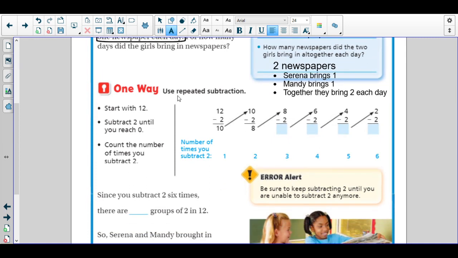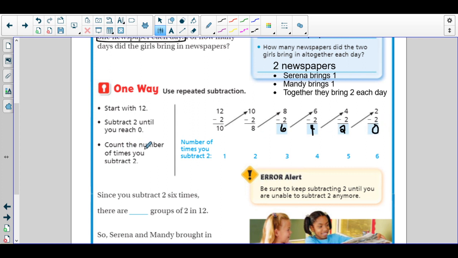All right, so how do we do this? Well, we're going to start with 12, and we're going to subtract 2 until we reach 0. Seems easy enough. Okay. So, 12 minus 2 is 10, and then we're going to bring that 10 up here. 10 minus 2 is 8. We're going to bring that 8 up here. 8 minus 2 is 6. Bring that 6 up there. 6 minus 2 is 4. Bring that 4 up here. 4 minus 2 is 2. Bring that 2 up here. 2 minus 2 is 0.